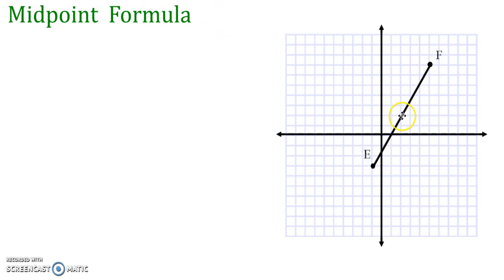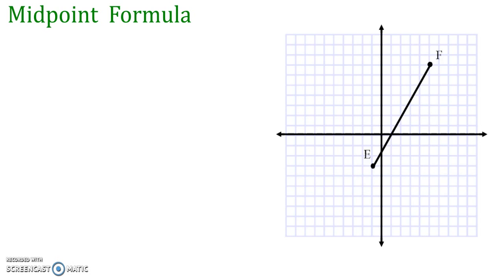Yes, I can eyeball it. It's probably around here, but you don't know if it's going to fall exactly at a given point or there's going to be decimals. So what we have to realize is the midpoint is simply the middle of the segment. And the middle of anything, if you have two things and you're trying to find the middle of it, it's just an average. So what I'm actually going to do is label these points.